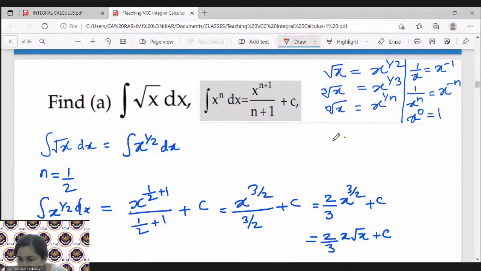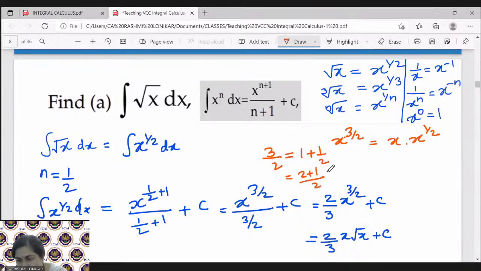Whenever I have x raised to 3 by 2, this can be written as x into x raised to half. 3 by 2 can be written as 1 plus half, right? 1 plus half is 2 plus 1 upon 2, which is equal to 3 by 2, right? So, x into x raised to half. In place of x raised to half, I can write x into root x, right?